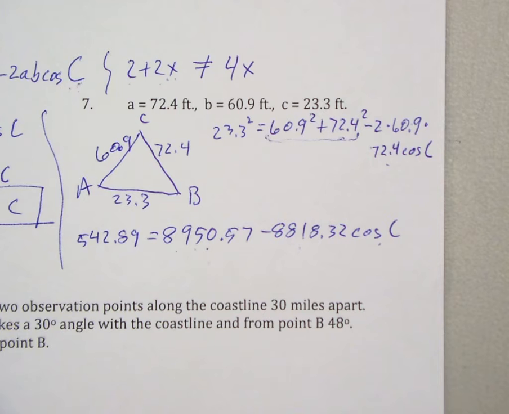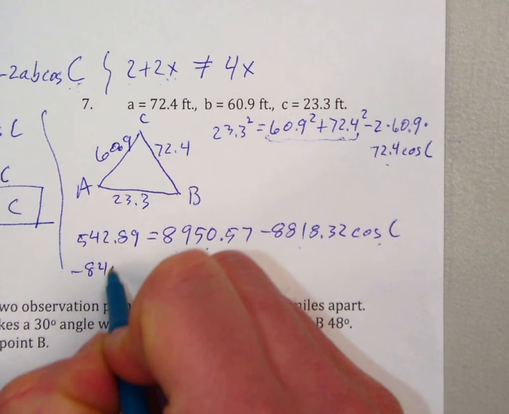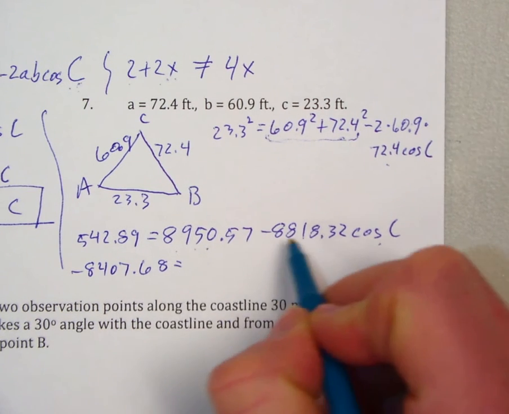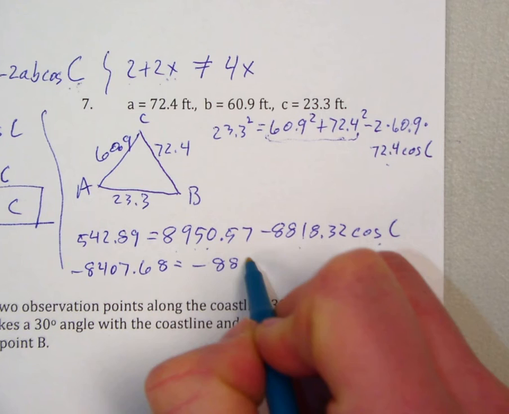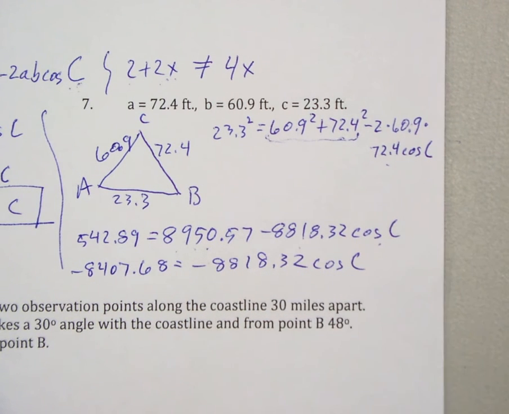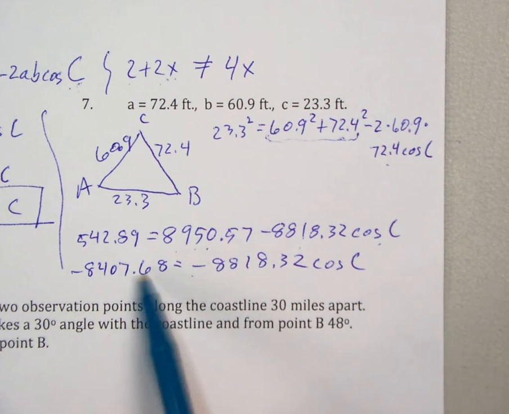Subtract 8950.57 from both sides. I should get negative 8407.68 is equal to, so this is gone, negative 8818.32 times the cosine of angle C. I'm trying to get C by itself. Once again, it's division on both sides.